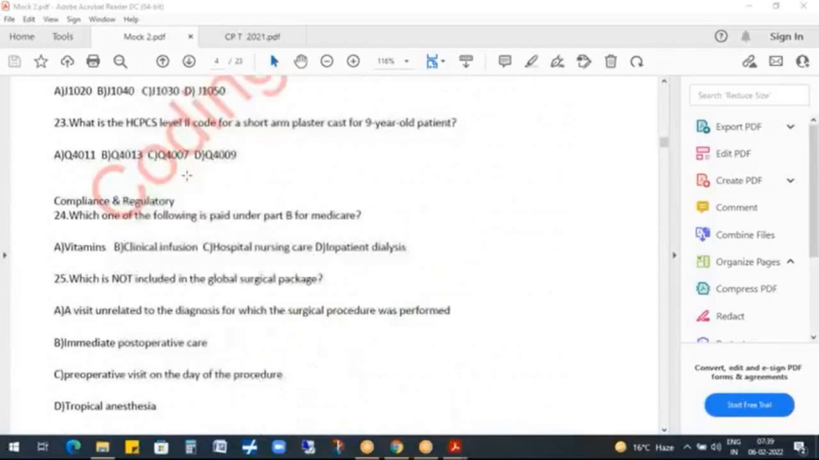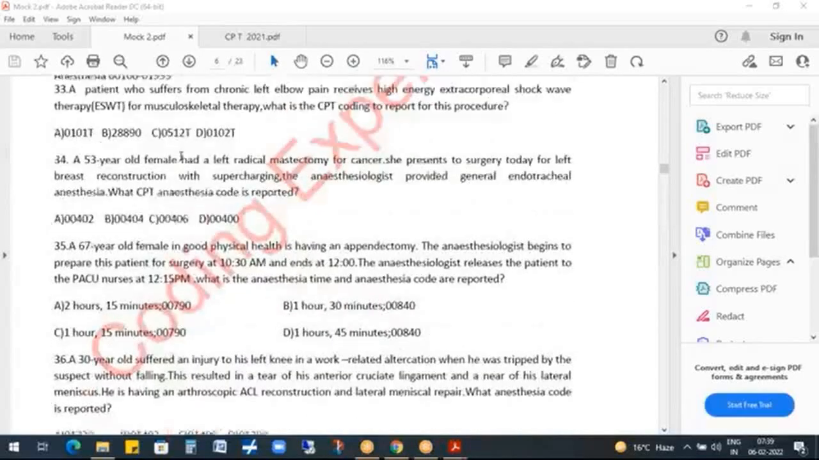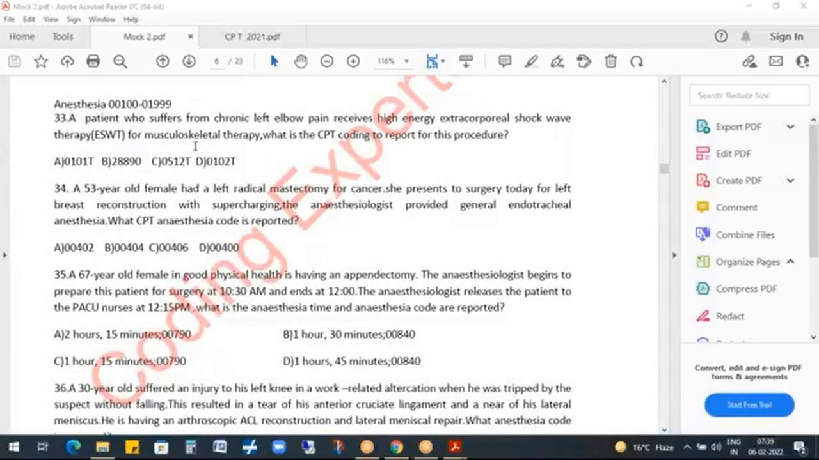Okay. Up to 30, any doubts? Okay. 30 to 35. Just text me your question numbers. Remaining people, whatever you are having doubts, text me your question numbers. Up to 35. Up to 40. Okay, 33.